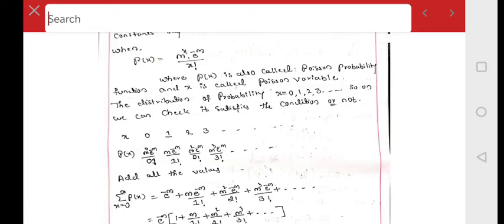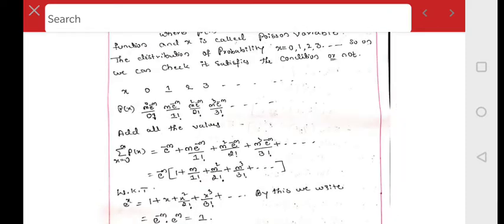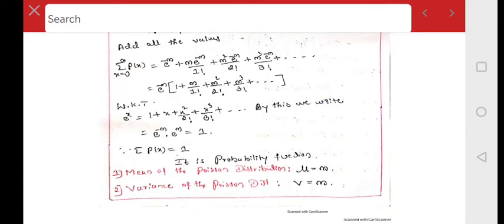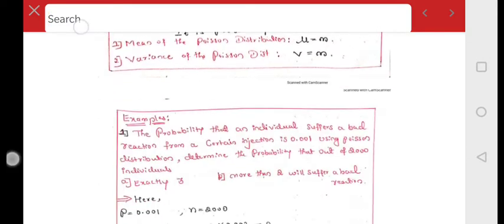The corresponding values of p of x are m raised to 0 e raised to minus m upon 0 factorial, m into e raised to minus m upon 1 factorial, m square into e raised to minus m upon 2 factorial and so on. If you add these values, we get the summation of p of x equal to 1, which satisfies the given condition. The mean of the Poisson distribution, mu, is equal to m, and the variance of the Poisson distribution is also equal to m, which means the mean and variance of the Poisson distribution are the same.